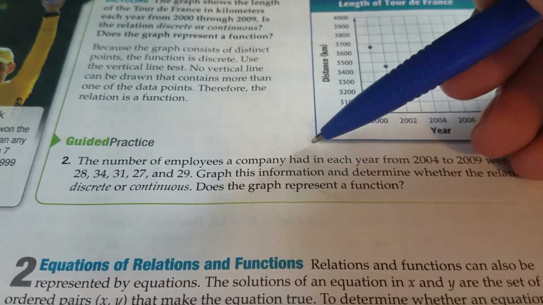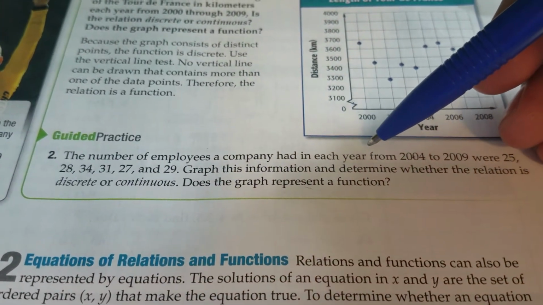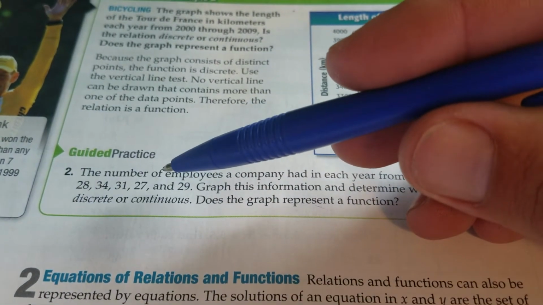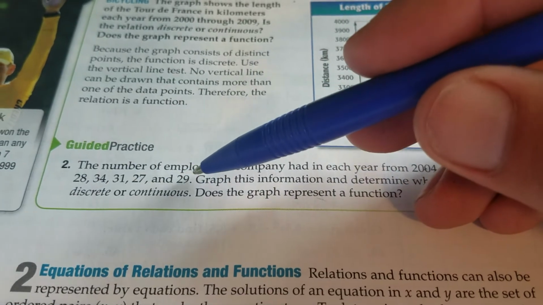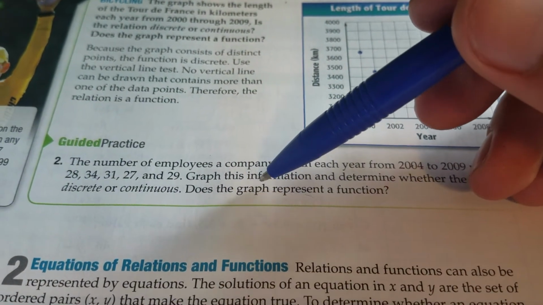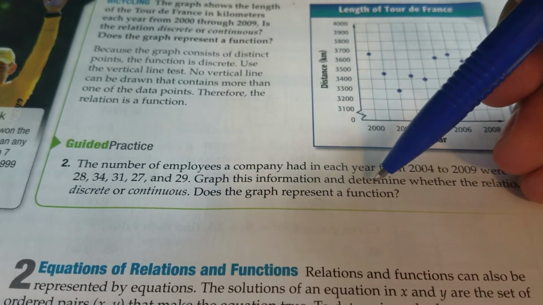The number of employees a company had in each year from 2004 to 2009 was 25, 28, 34, 31, 27 in 2008, and 29 in 2009. Graph this information and determine whether the relation is discrete or continuous. Does this graph represent a function?